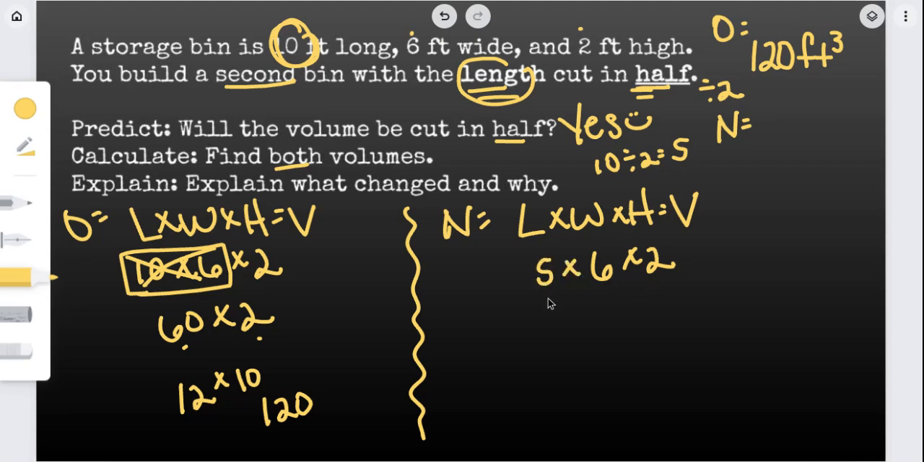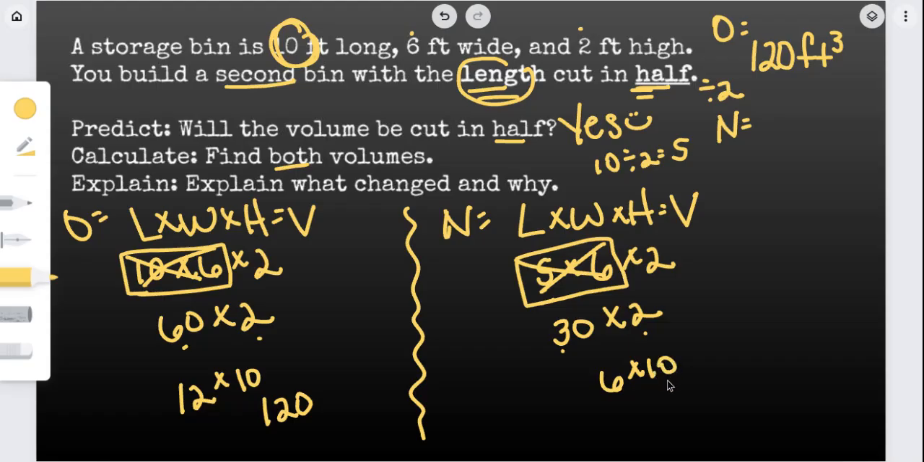Go ahead and solve this. I'm looking through my factors. I'm going to go ahead and start with 5 times 6 because I see that's going to give me an easy to work with 30. Cross off what we've used and bring down the rest. 3 times 2 gives me 6. This 0 is the same as saying times 10, which gives me 60. So my new volume is 60 feet cubed.